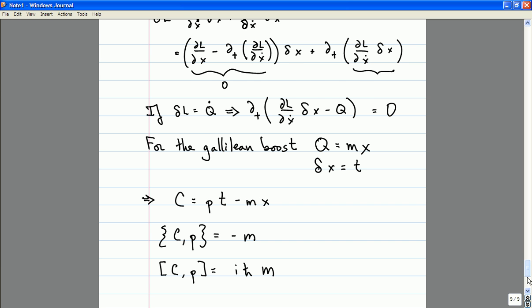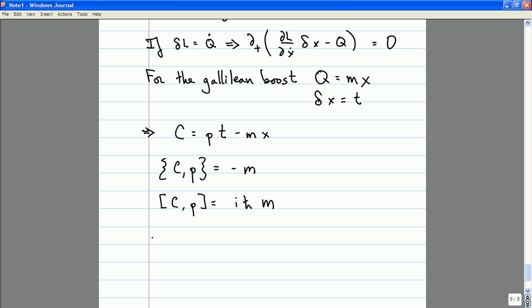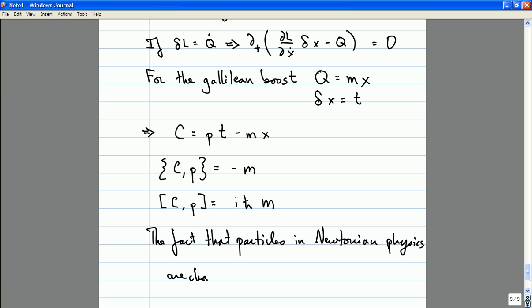So, the fact that particles in Newtonian physics, I guess I should say quantum physics, are characterized by their mass and spin, is a consequence of Galilean symmetry.